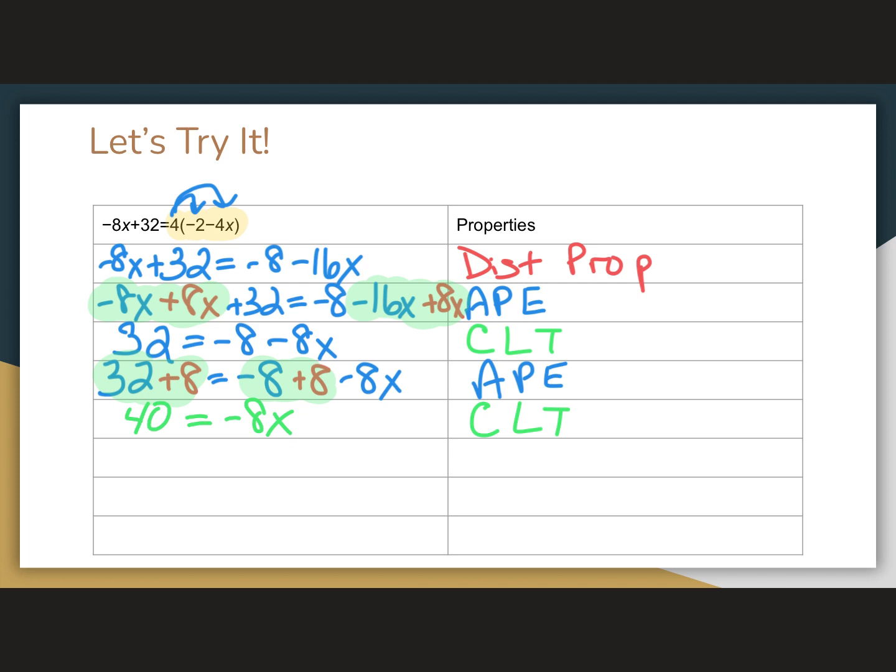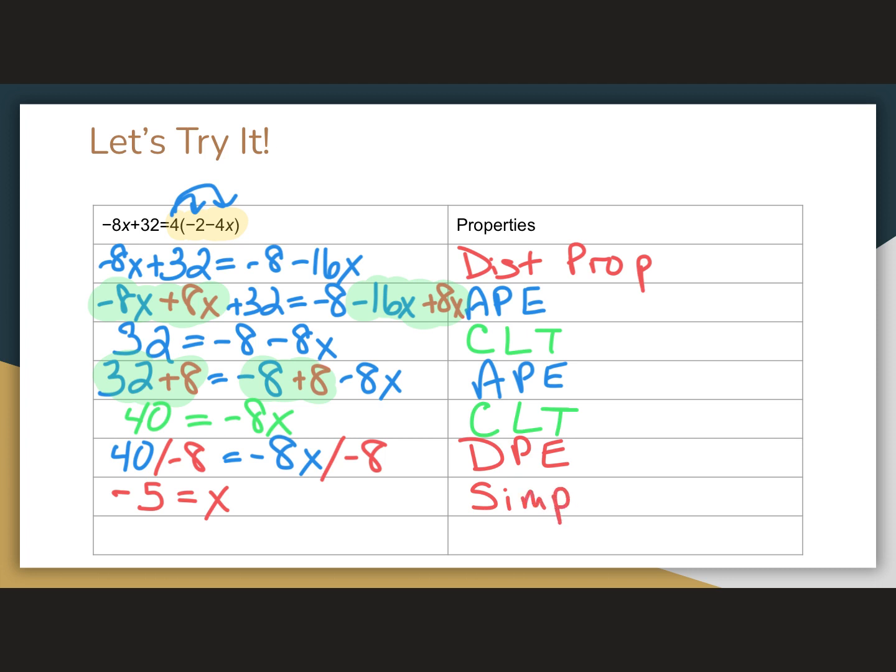Okay, so I'm at the point now where I'm going to divide by the coefficient of my x. What's multiplied by x? So I'm going to use my division property of equality to divide. So I have 40 divided by negative 8 equals negative 8x divided by negative 8. So 40 divided by negative 8, I know my answer is going to be negative. I get negative 5 equals x. Negative 8x divided by negative 8 is x. And again, that's just simplifying my terms.